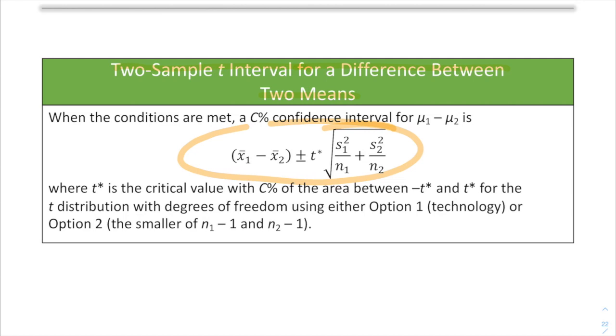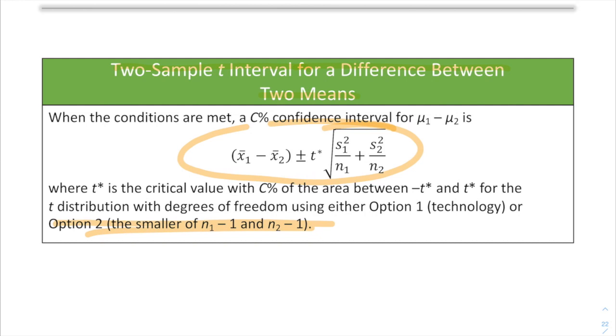Now, your degrees of freedom, we have 2 samples going on. So one, you can use your calculator to do the work, and it's going to give you the actual value. Or option 2, your degrees of freedom is the smaller of the 2. So you take each of the sample sizes and subtract 1. Whichever one is smaller, that's the degrees of freedom you use. So of course, whichever sample size is smaller, that's the one you're going to use anyways.